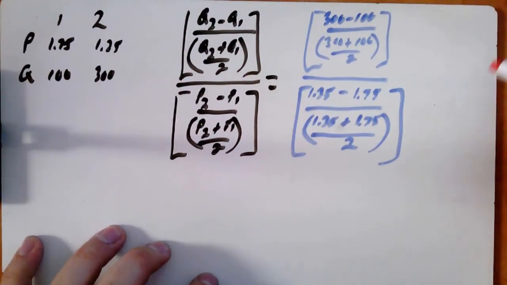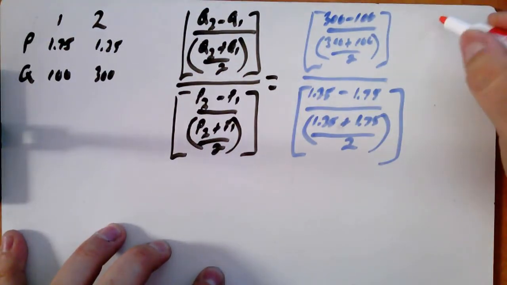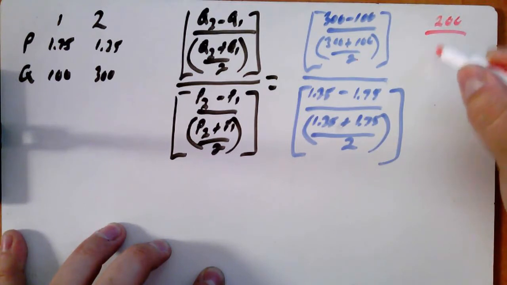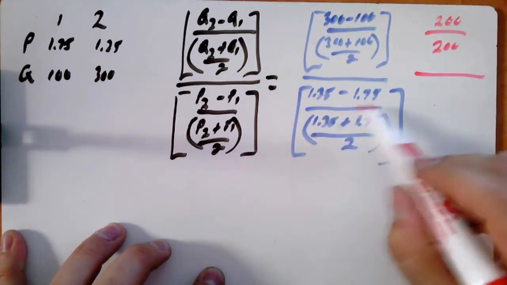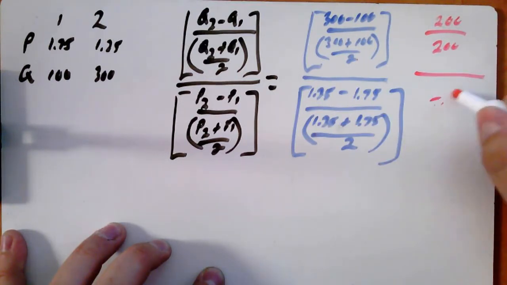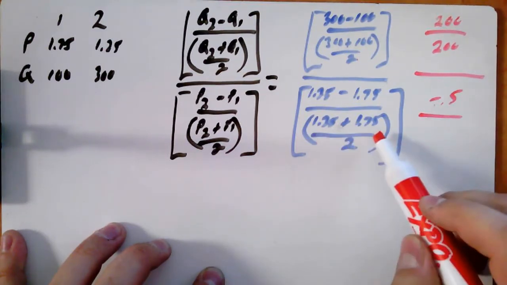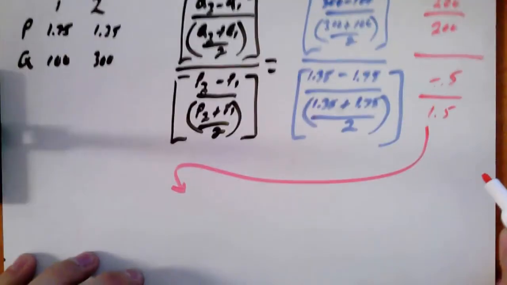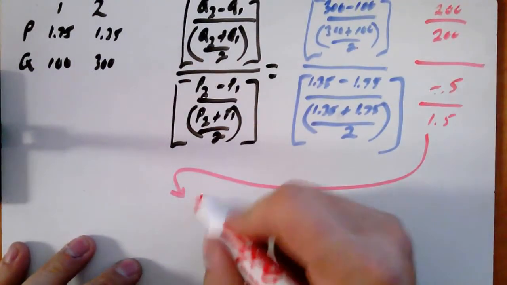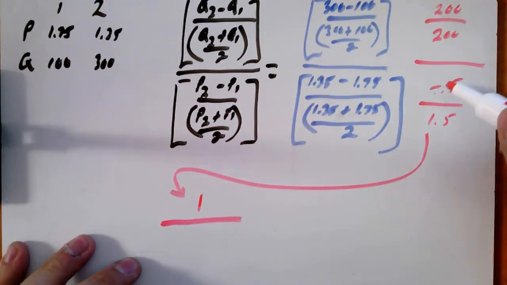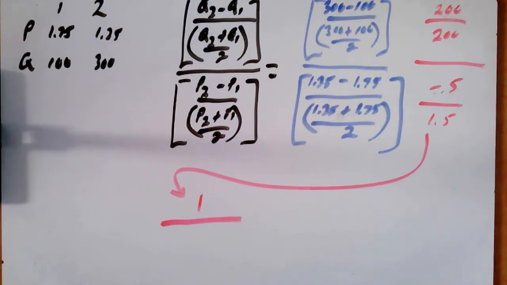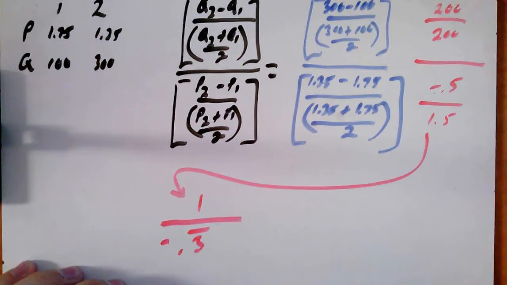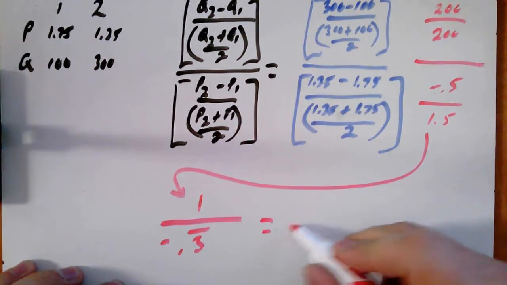We can then calculate some of these numbers out to be: 300 minus 100 is 200. 300 plus 100 is 400 divided by 2 is 200. $1.25 minus $1.75 is negative 0.5. $1.25 plus $1.75 is $3 divided by 2 is $1.50. So then, 200 divided by 200 is 1. And negative 0.5 divided by 1.5 is equal to negative 0.3 repeating. Well, 1 divided by negative 0.3 repeating is just equal to negative 3.